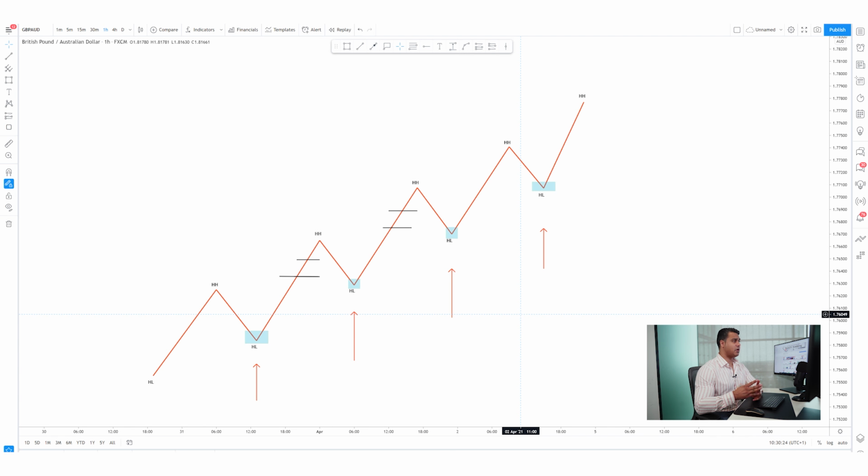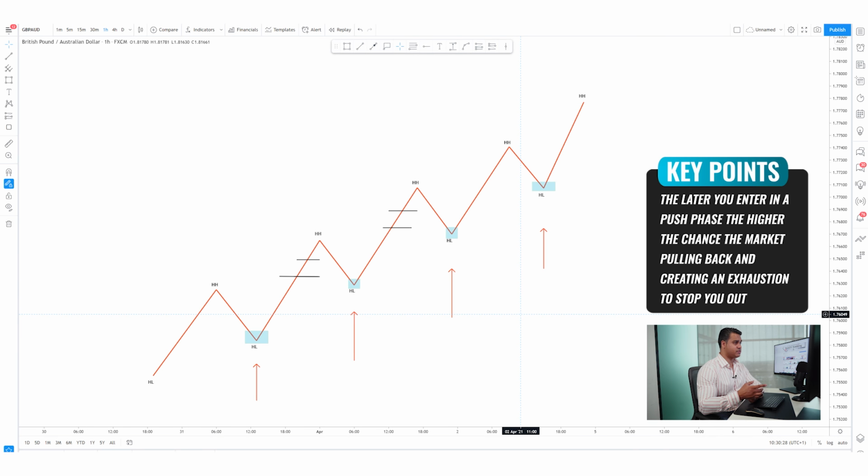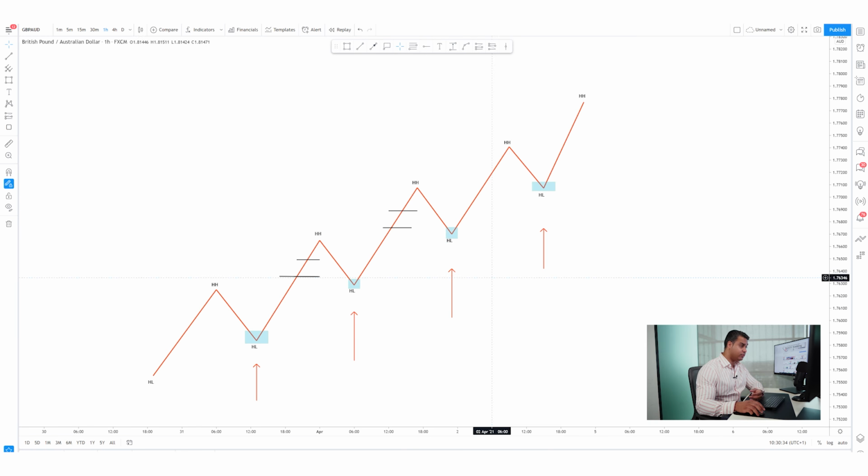But the phases of the market are the push phase and the exhaustion phase, meaning that the later you enter into a push phase, the higher the chance of the market pulling back and creating an exhaustion to stop you out. How can we avoid that? How can we increase the probabilities of taking better entries and potentially winning our trades?